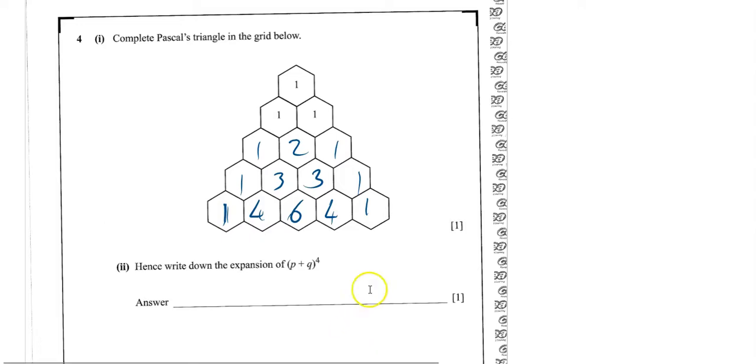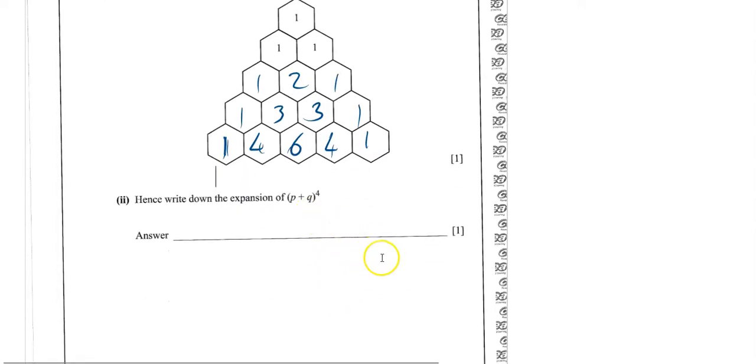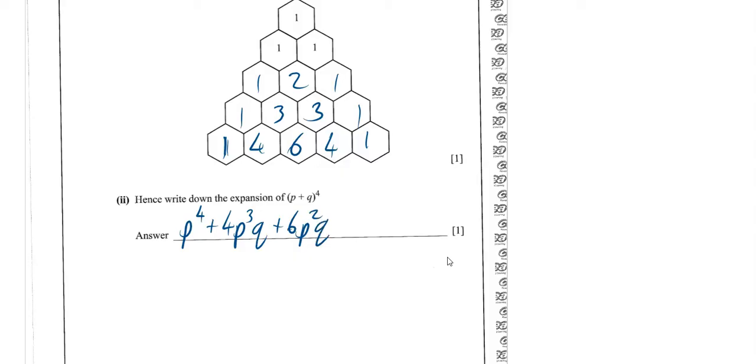Okay, next one says, hence write down an expansion of p plus q to the power of 4. Now this tells you how we expand this thing. So 1 is the coefficient of the p to the power of 4 term. And then 4 is the coefficient of the next term, and it's going to be p to the power of 3. So as the p reduces, the q goes up by 1, so it goes up to q to the power of 1, which is just q. And the next term is going to be 6. The p reduces, so it's down to p squared. The q goes up by 1, so it's up to q squared. Next one is 4. The p reduces, it's down to 1, so that's just p to the power of 1, or just p. And the q goes up, q cubed. And the last one is 1 times q to the power of 4.